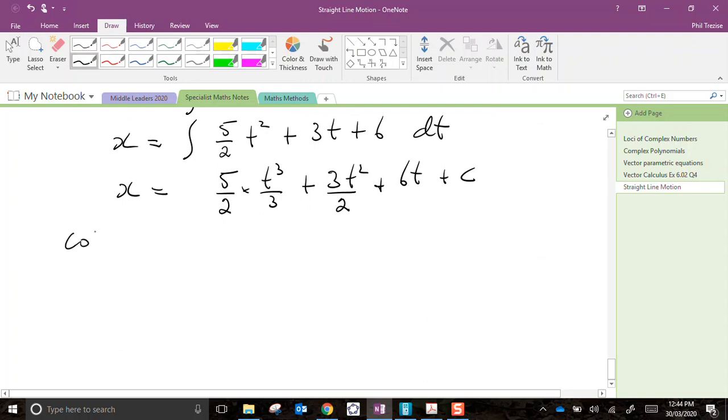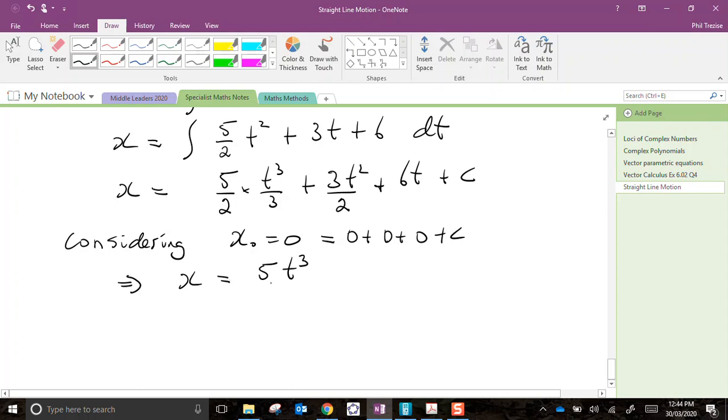So by considering that x naught equals 0, substituting time of 0 here, here and here, these first three terms will disappear. We'll have nothing plus nothing plus nothing plus c. Therefore c equals 0. It's much easier this way. This gives me the conclusion that my formula for x, let's neaten this up a bit, is 5t cubed over 6 plus 3t squared over 2 plus 6t.